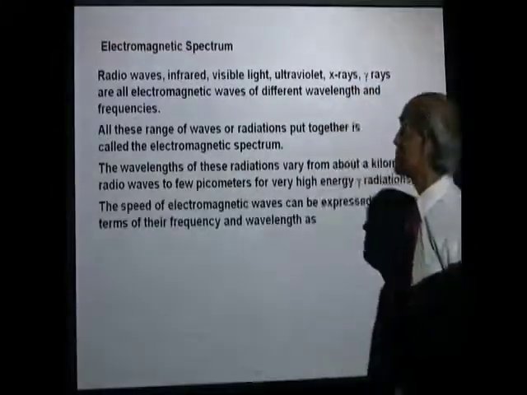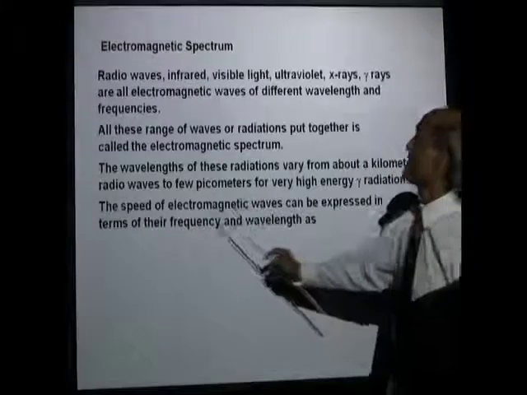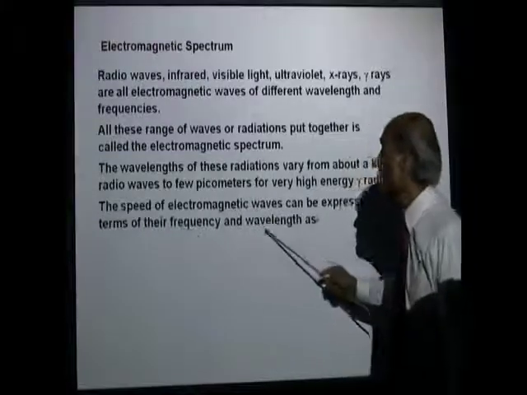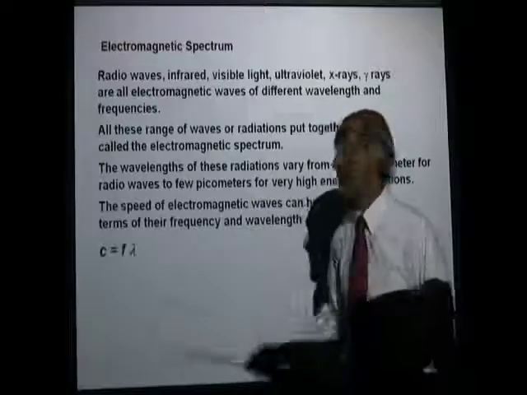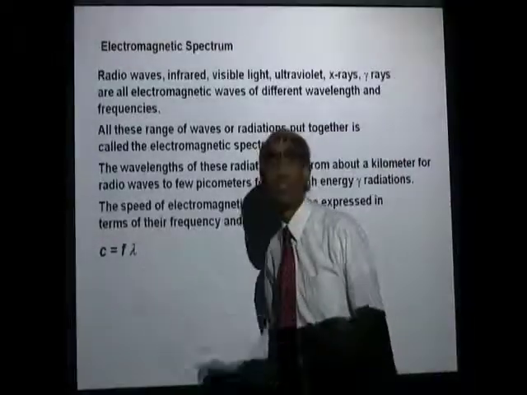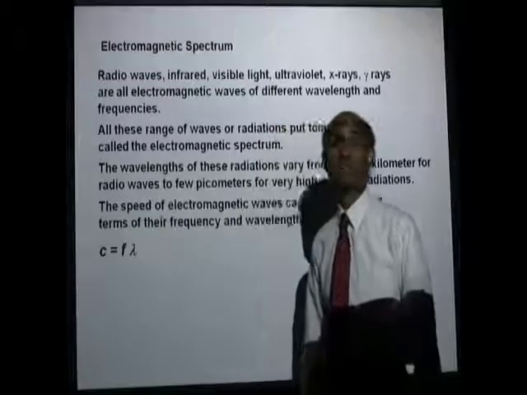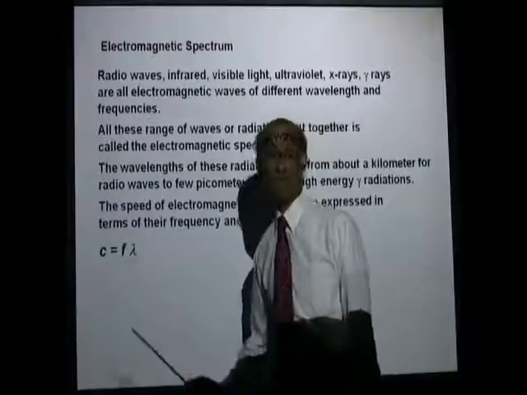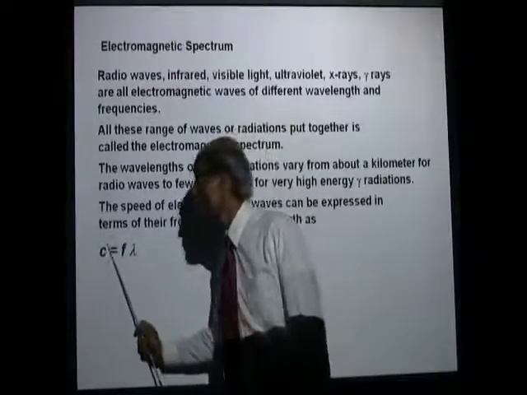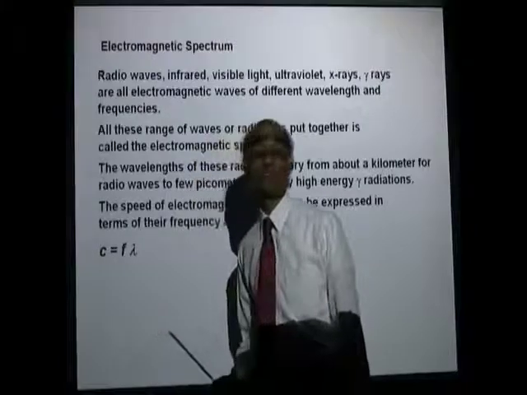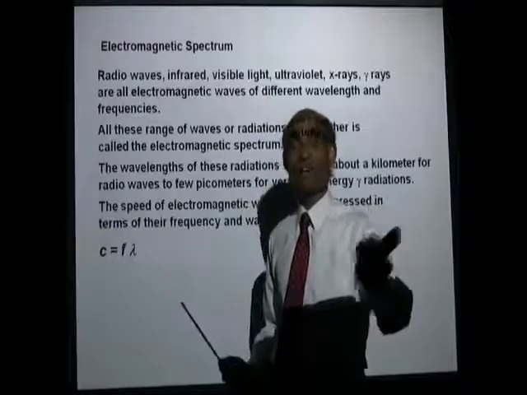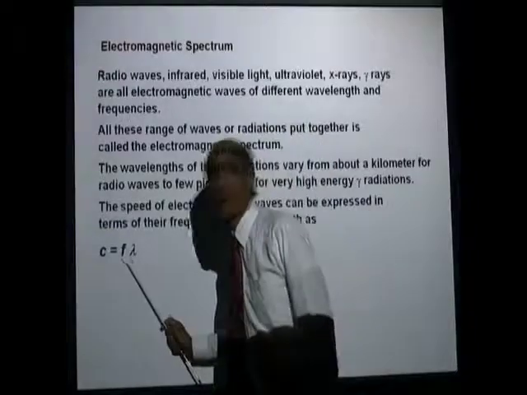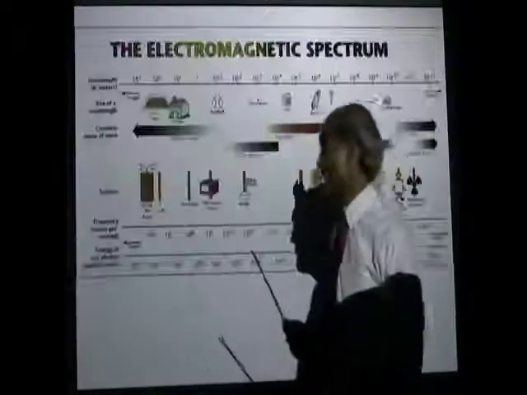Now, the speed of electromagnetic waves can be expressed in terms of their frequency and wavelength. All forms of waves are described by this equation, c = fλ. So we have actually two equations for the speed of electromagnetic waves: one in terms of μ0 and ε0, the other in terms of the frequency and wavelength.